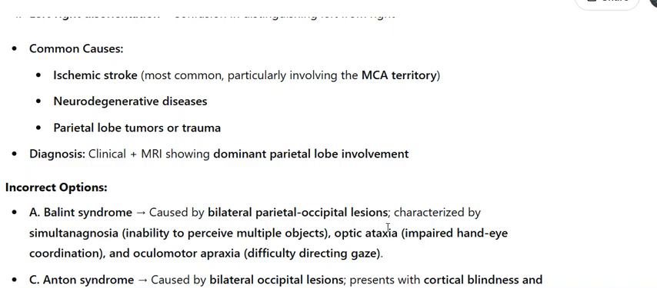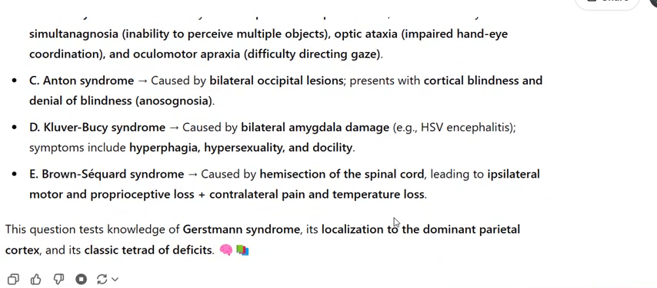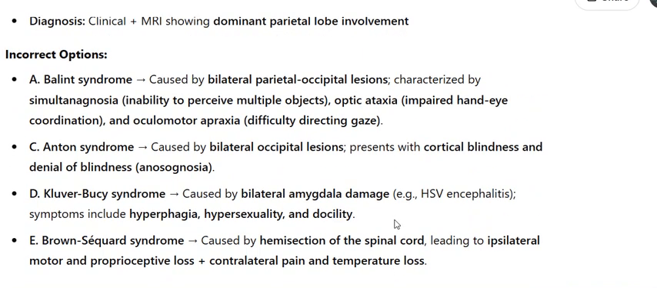Incorrect options: A. Balint syndrome, caused by bilateral parieto-occipital lesions, characterized by simultanagnosia, inability to perceive multiple objects, optic ataxia, impaired hand-eye coordination, and oculomotor apraxia, difficulty directing gaze. C. Anton syndrome, caused by bilateral occipital lesions, presents with cortical blindness and denial of blindness, anosognosia.